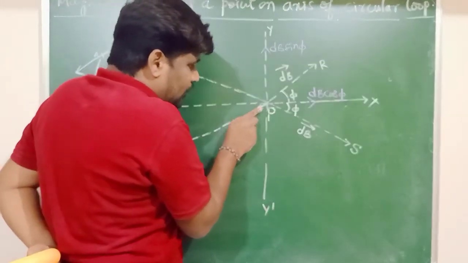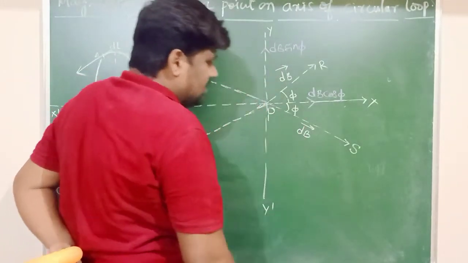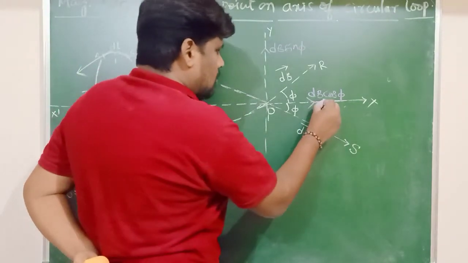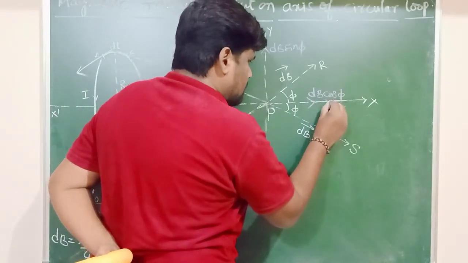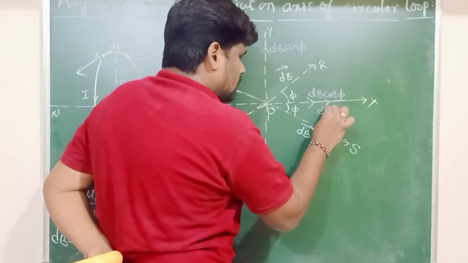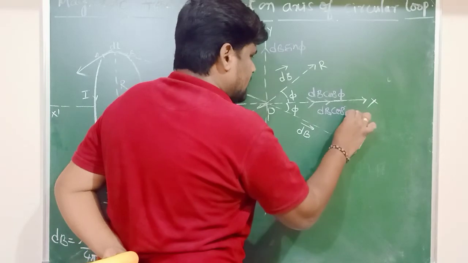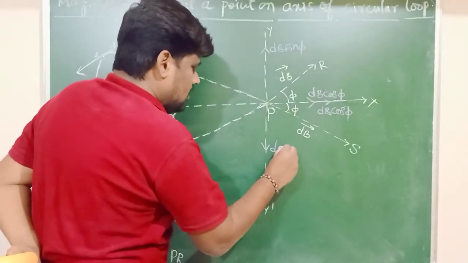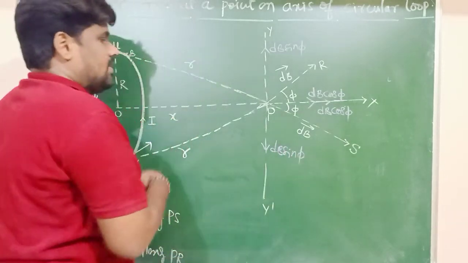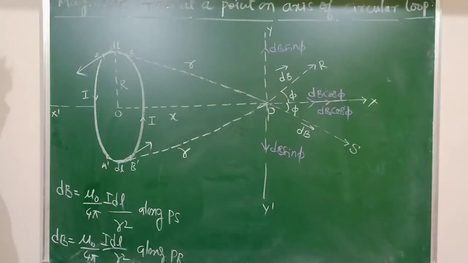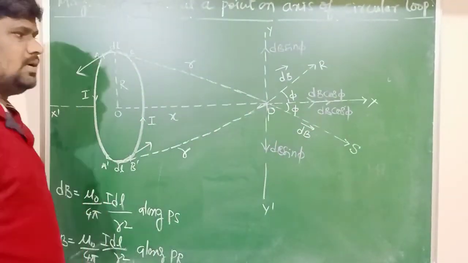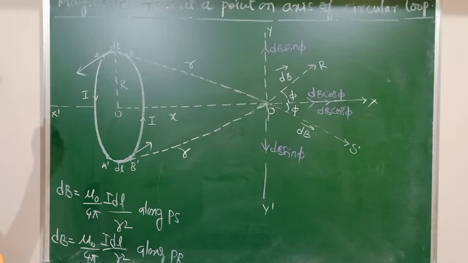Next, magnetic field dB along PS is also resolved into two components. Its horizontal component is, once again, dB cos phi, and its vertical component is dB sin phi. Concentrate here. So, magnetic fields along PR and PS are resolved into their respective components.